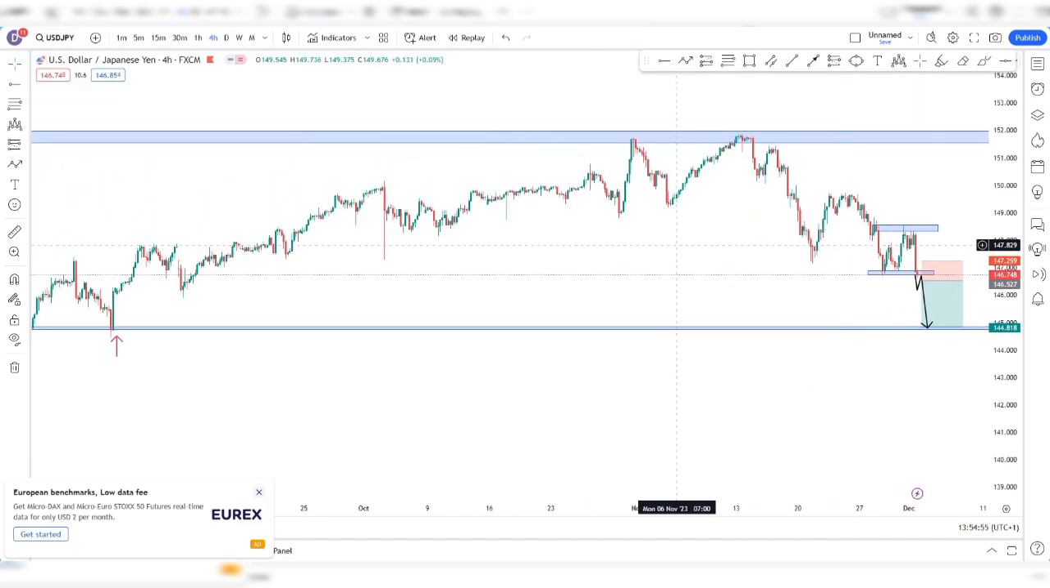So this has been my analysis for the three USD pairs: USDCAD, USD Swiss franc, and USDJPY. All my bias is pushing towards the sell side, and those are the opportunities I'll be looking for in the coming week.